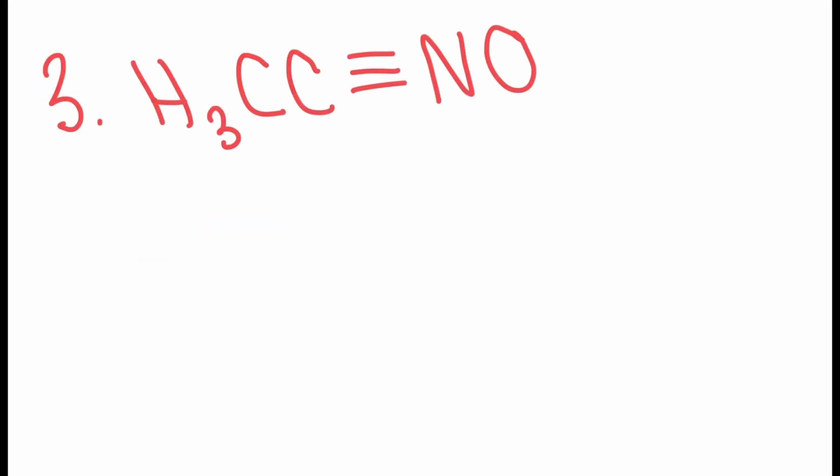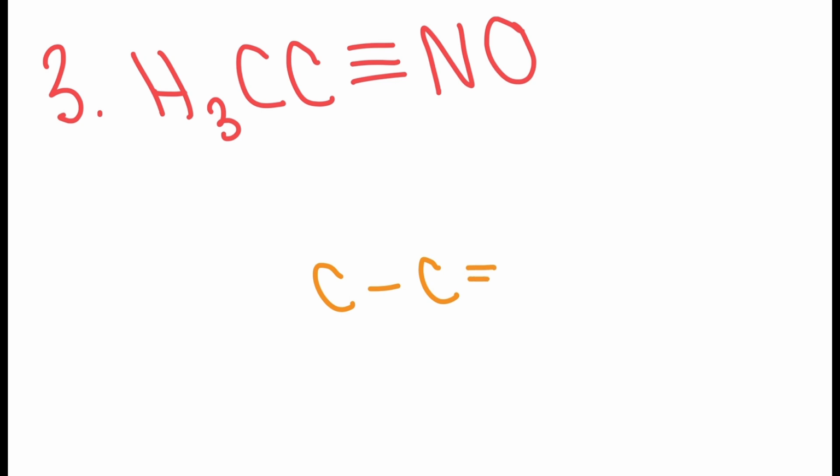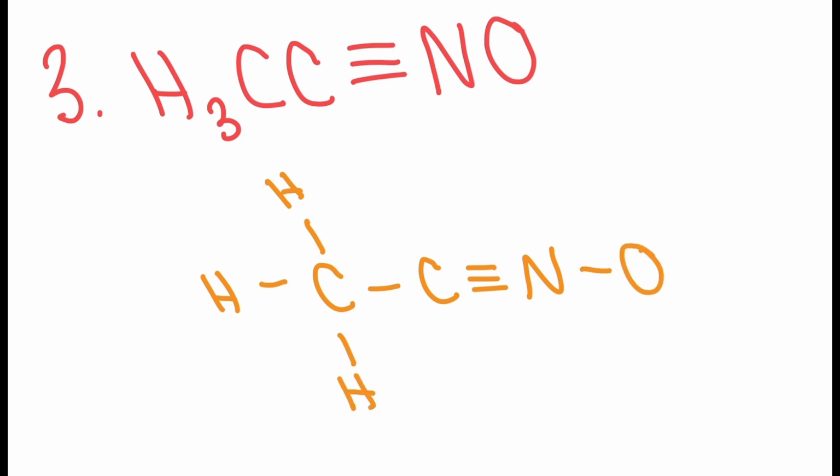Okay, so we're given H3C, C, triple bonded to NO. We start writing our C's. C bonded to C. Up here it told us there's a triple bond from C to N, so we go ahead and write the triple bond to the N. And then we just expand from there. This C, which is right here, is connected to 3 hydrogens. So draw your hydrogens, and then the N is connected to another oxygen.